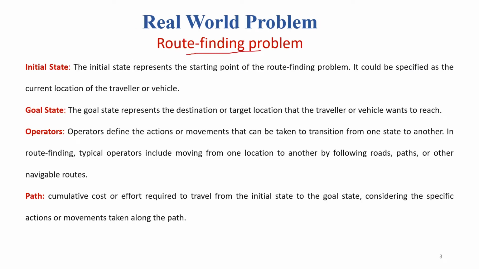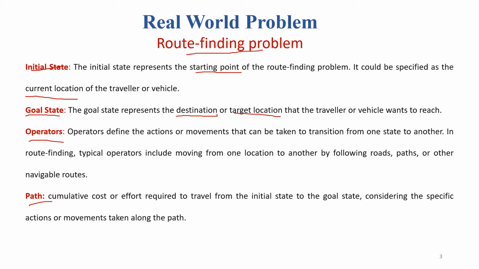Route finding problem. As far as the route finding problem is concerned, we have to specify what are all the initial states, goal state, operators and path. Initial state generally will represent the starting point of the route finding problem. It could be specified as the current location of the traveler or vehicle. Goal state generally will represent the destination or the target location that a traveler or vehicle wants to reach.